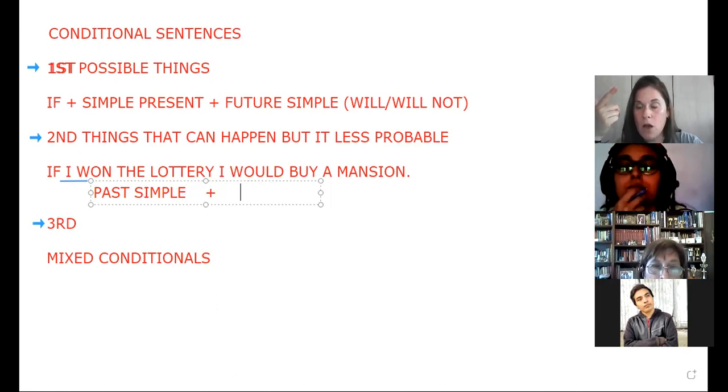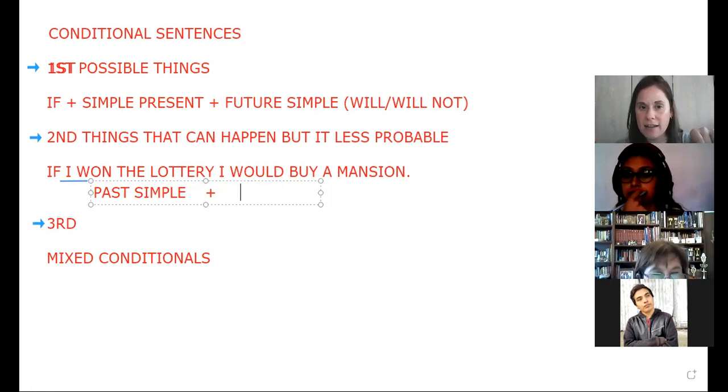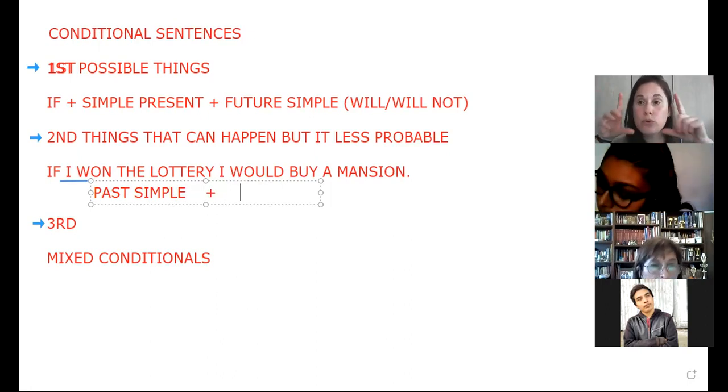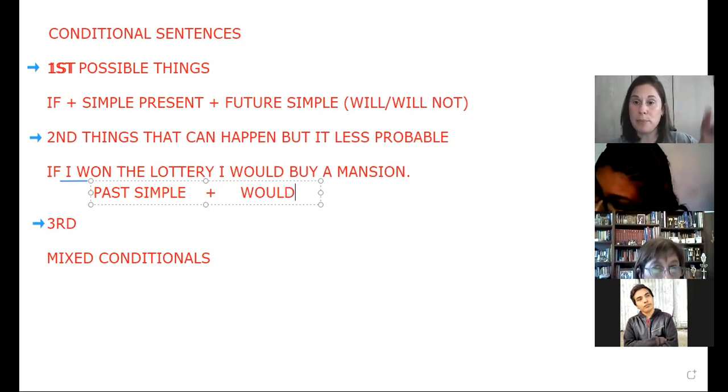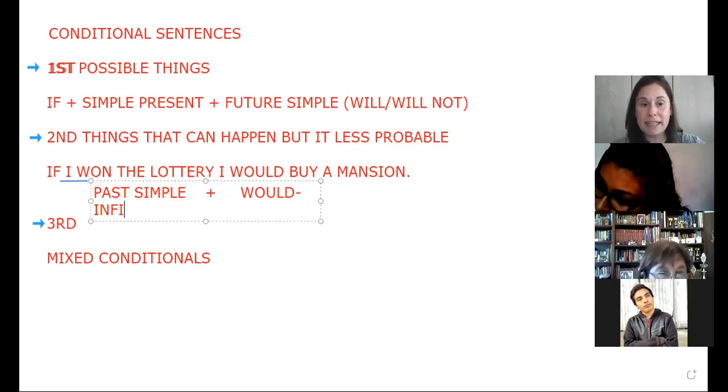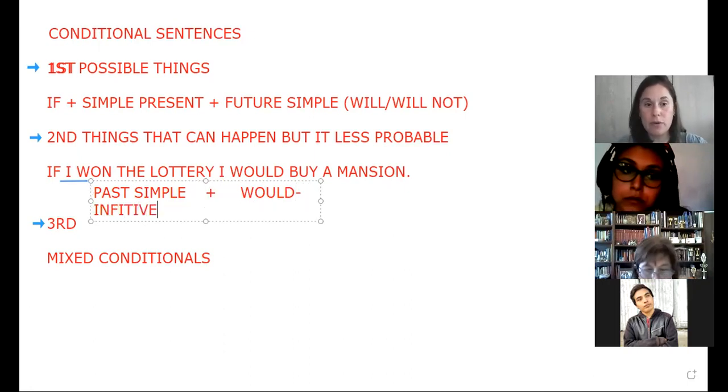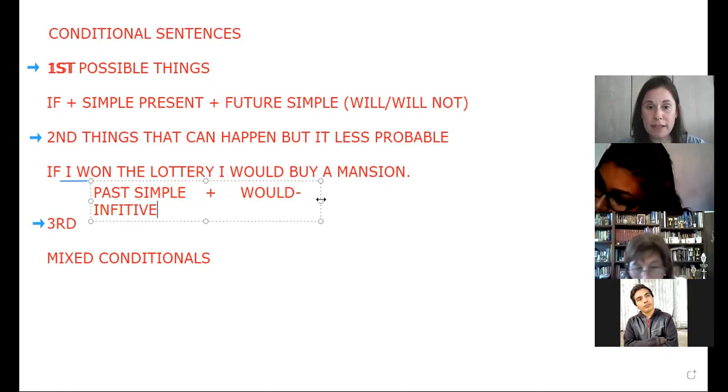¿Ok? Ustedes tienen que saber que el would, después del would, el verbo va en infinitivo. El would le da al verbo la terminación de iría. Me compraría. Would go, iría. Es un futuro hypothetical. ¿Ok? Entonces, en la segunda condicional, you put on one part past simple and on the other would plus infinitive. Remember, the verb always in infinitive.